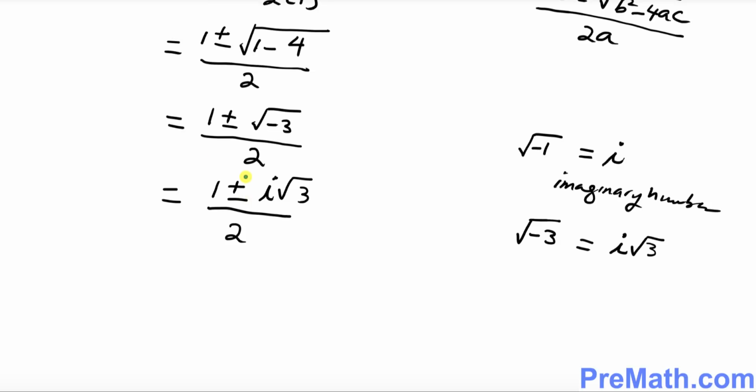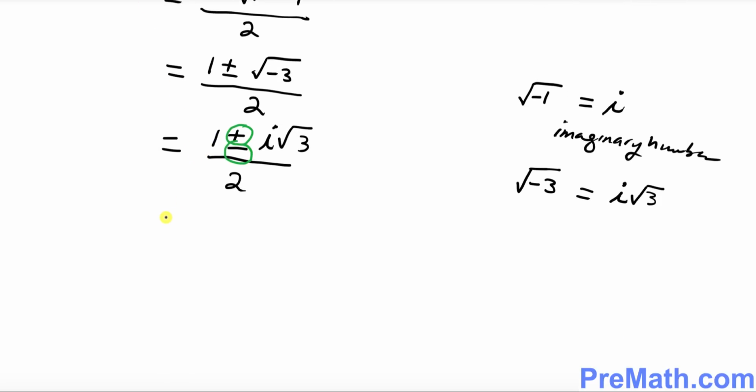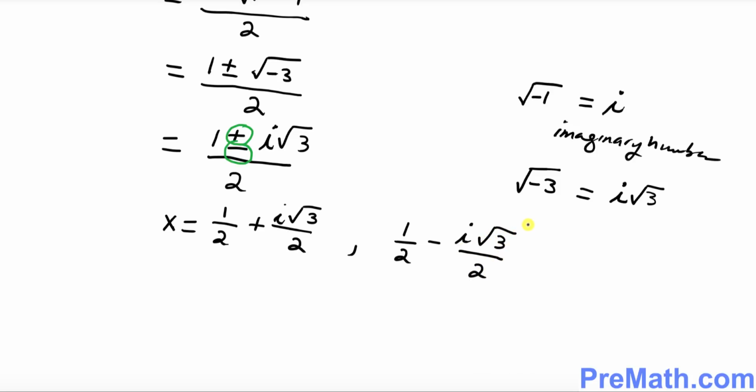Now I'm going to split them up. Our two solutions are split up with these signs. So our solution is x equals 1 over 2 plus i times the square root of 3 over 2. That is one of the solutions. The second solution is 1 over 2 minus i times the square root of 3 divided by 2.